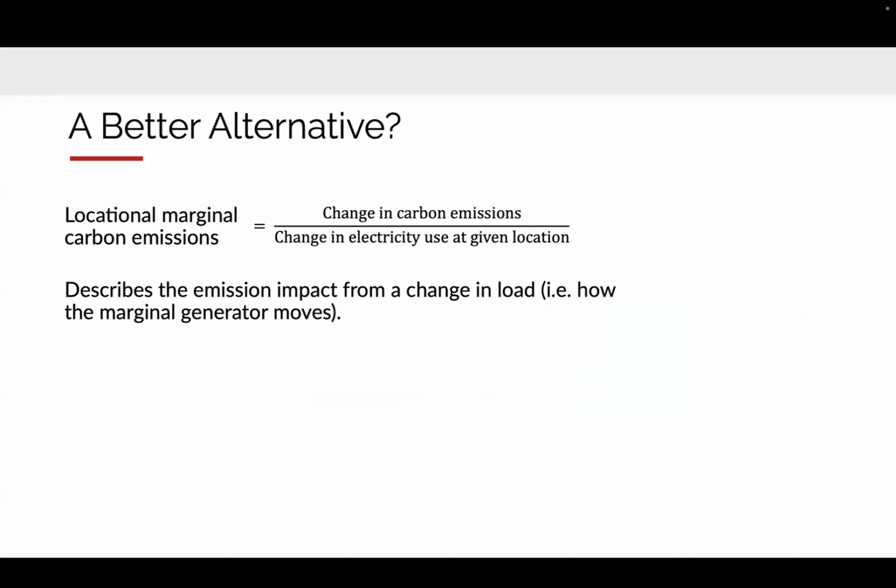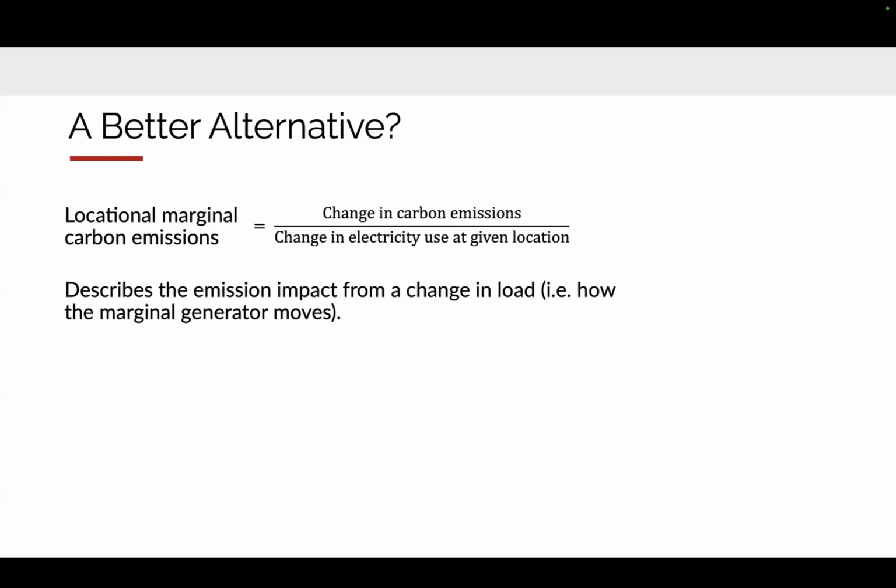So, next slide. This is all planned, right? For those of us who are used to thinking about that, I think it's pretty clear that average carbon emission tells you something about the full stack of generators. It doesn't tell you anything about what's happening on the margin. So why not use marginal emissions? Locational marginal emissions are defined as a change in carbon emissions given a change in electricity use at a given location. And so essentially this metric describes, in much more detail, the emission impact from a change in load, meaning how a marginal generator moves.